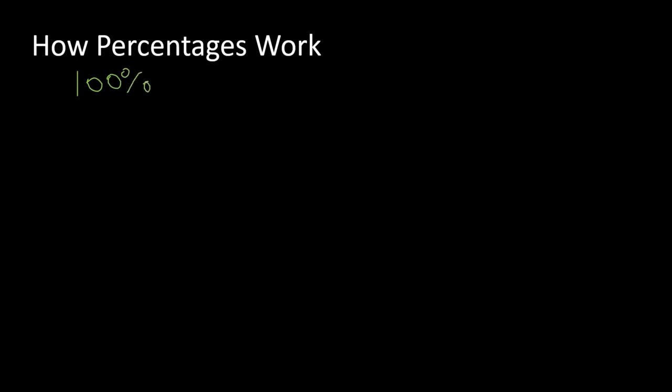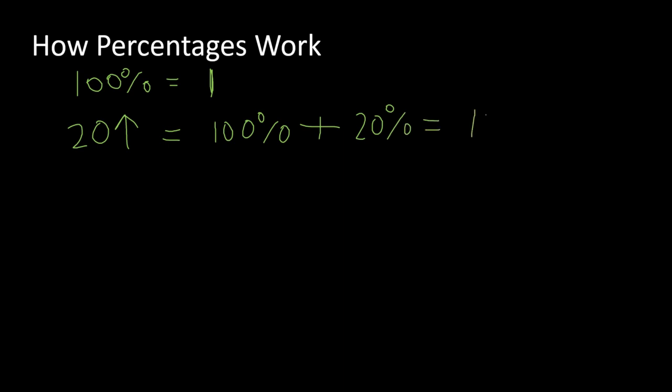Now, you can't actually type 100% on the calculator. How you type it is you move the decimal two times to the left, and it equals 1. So let's say the problem wants a 20% increase, for example, like on tax. How do you type this on the calculator? Well, we always start at 100% plus the 20%, and that's 120%. Now on the calculator, what you type in is 1.2.